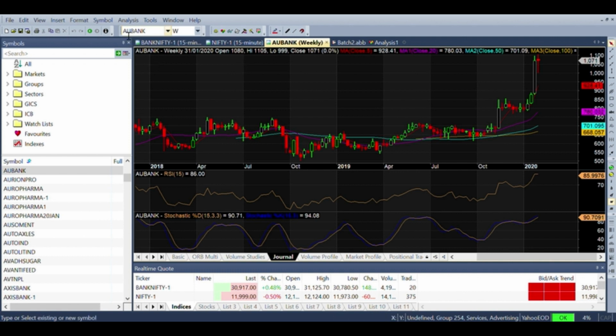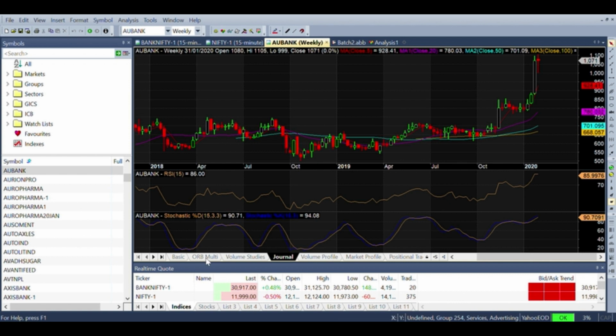I have opened the AU Small Finance Bank chart. This is a nicely trending stock in the current market environment. I have opened the weekly chart here. To shortlist the stock, we need to find, as I said, a really nicely uptrending stock, and for that we are going to use the indicator called MACD.